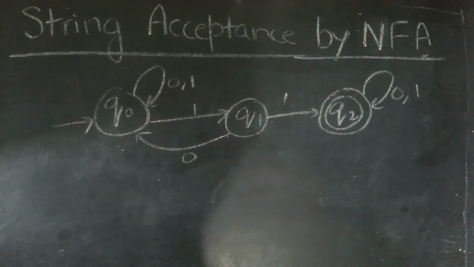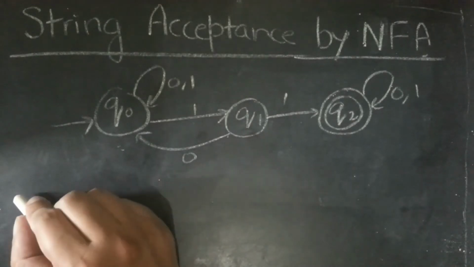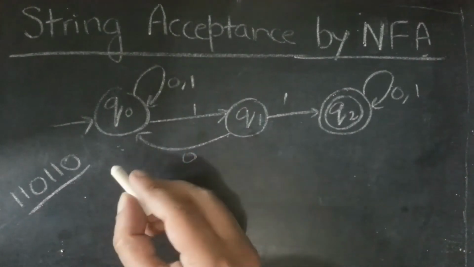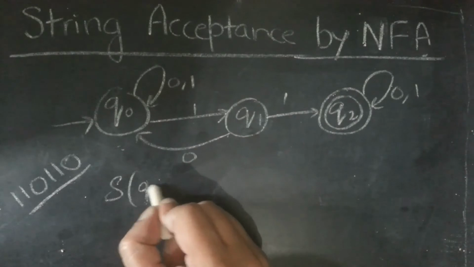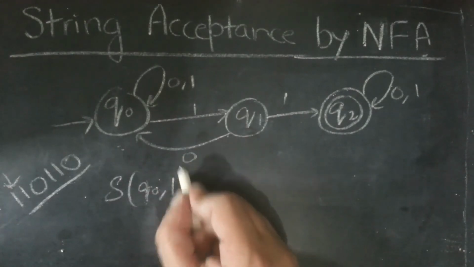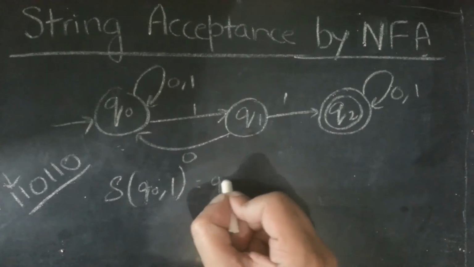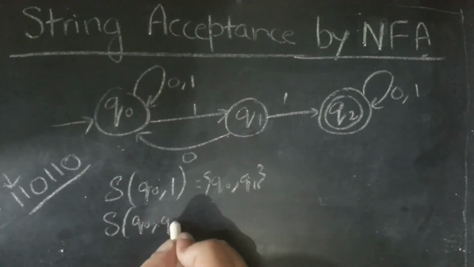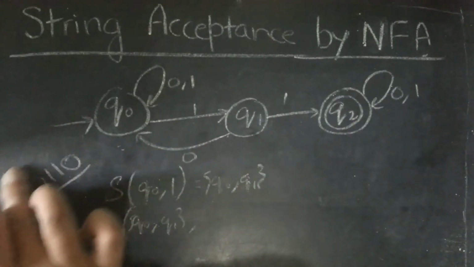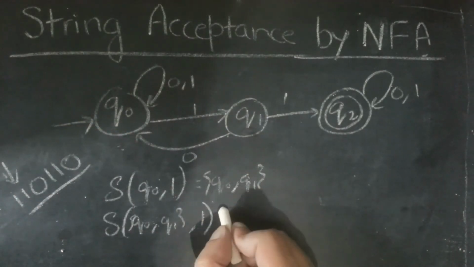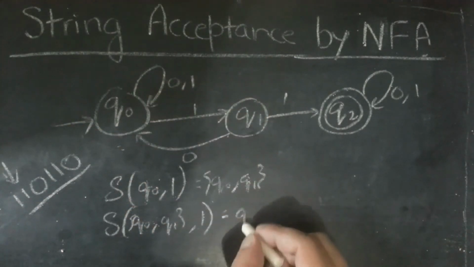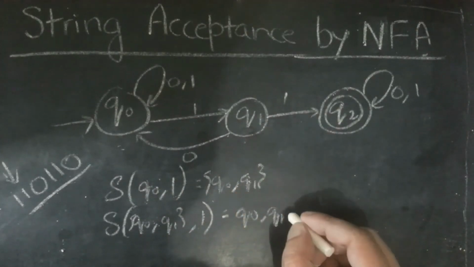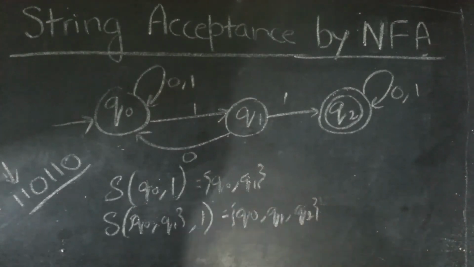Let's see another example. This time the string to be accepted is 110110. Similarly, on the initial state Q0 we give the first input, which is 1. It will take us to both Q0 and Q1. Now on both Q0 and Q1 we take the second one, which is again 1. On Q0, 1 will take us to Q0 and also Q1, and on Q1, 1 will take us to Q2. So it contains all three states.